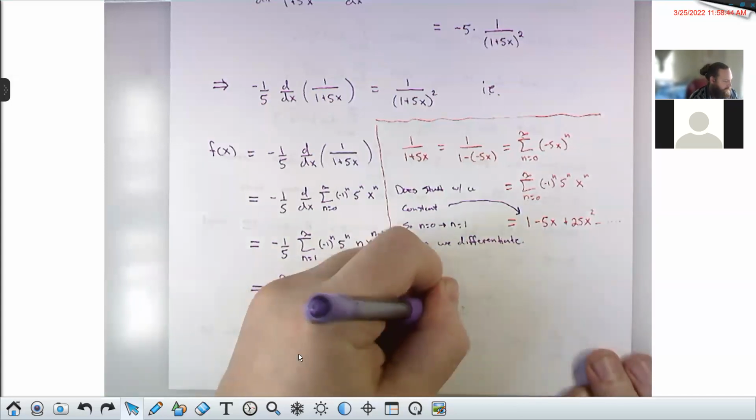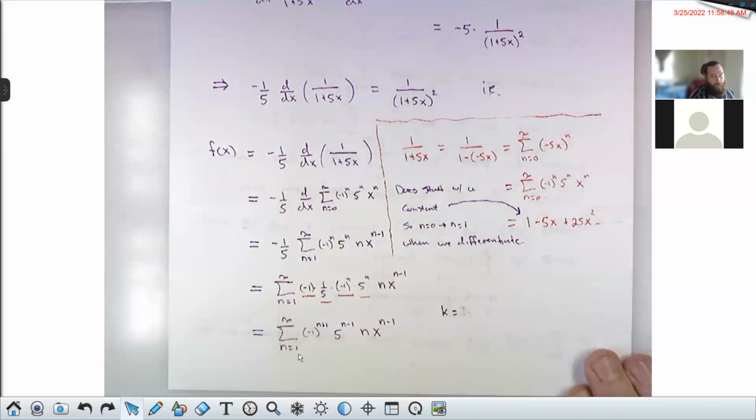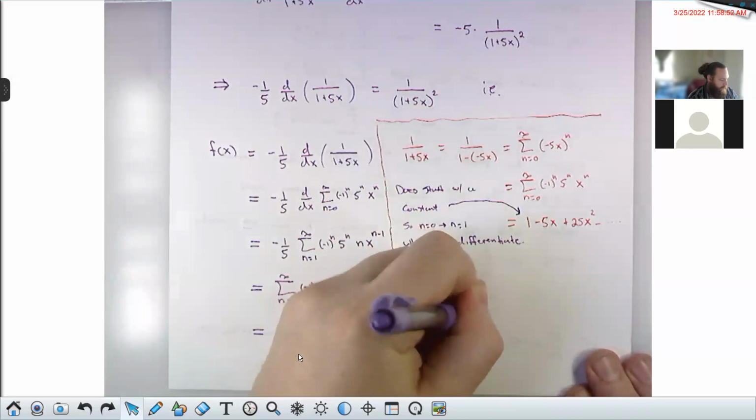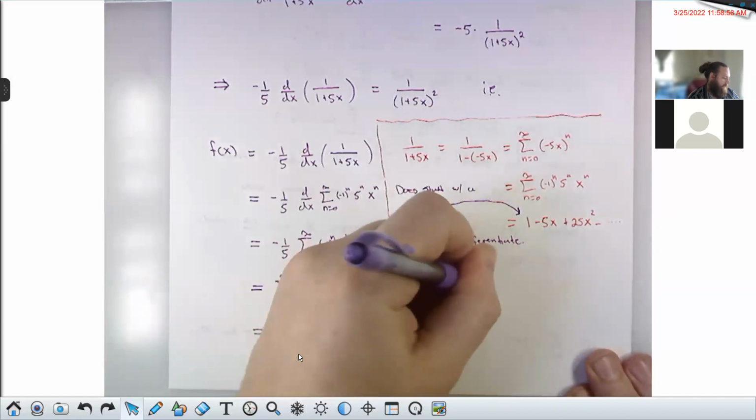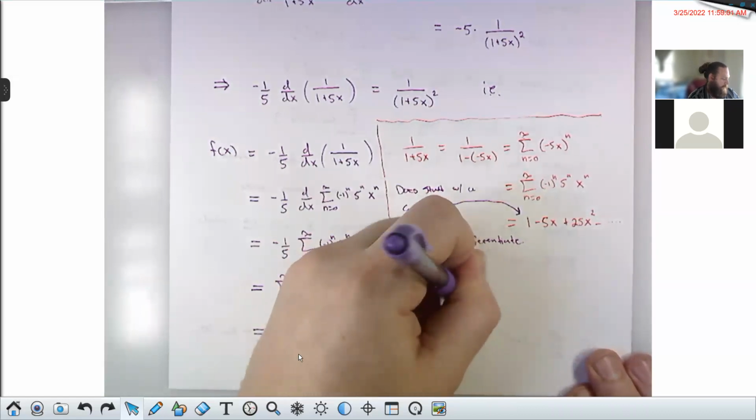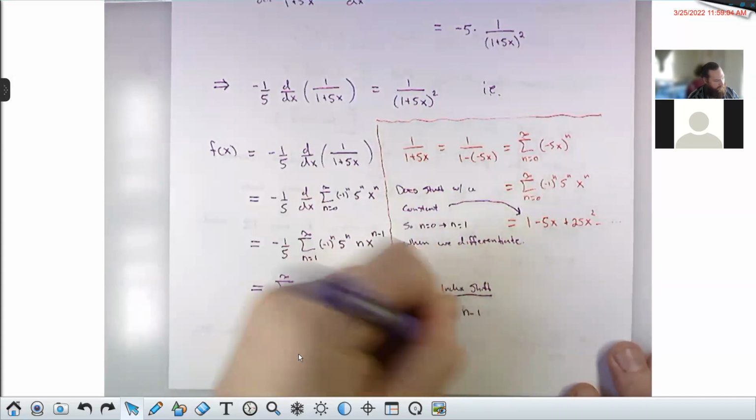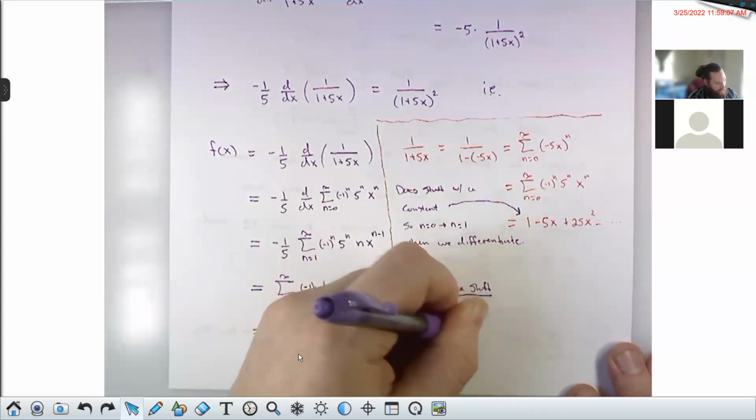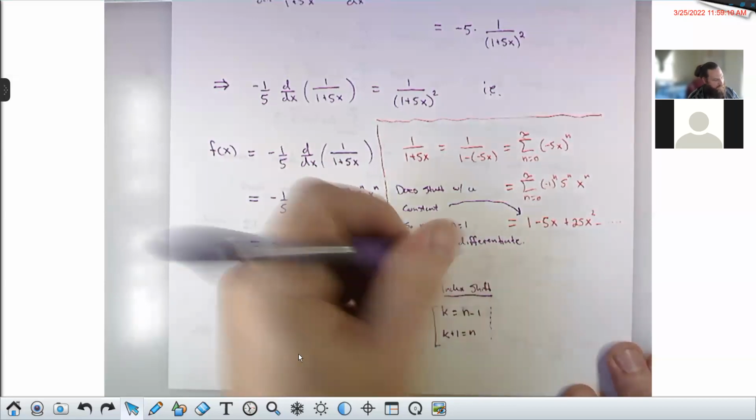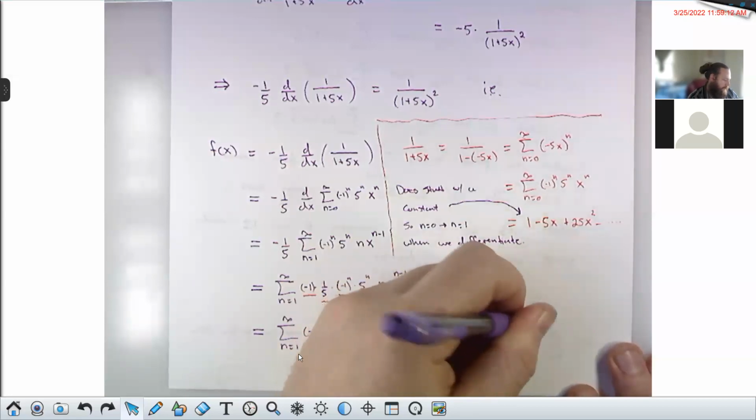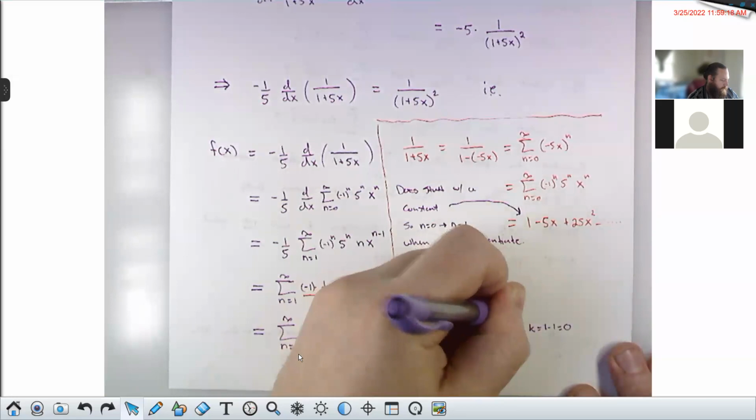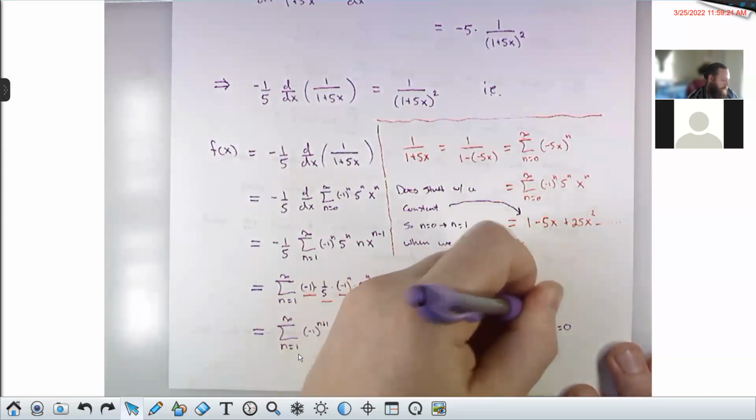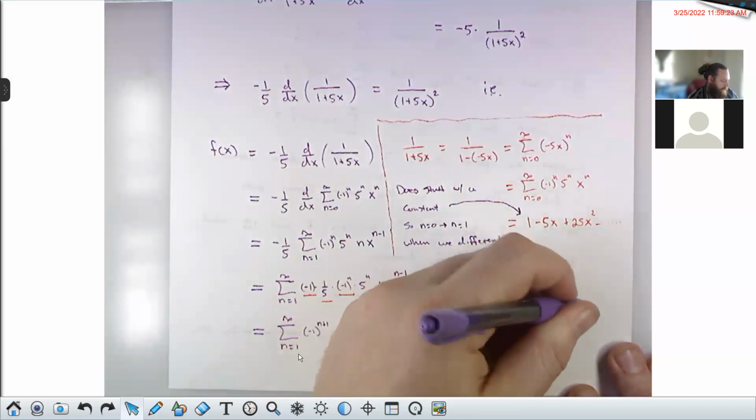So I need to index shift this down. My series starts at 1. I want it to start at 0, so I'm going to let k be n minus 1. This is our index shift. And I'm going to write it all out. If k is n minus 1, then k plus 1 is equal to n. And changing our bounds, when n is equal to 1, k is 1 minus 1, which is 0. And when n is equal to infinity, k would be infinity minus 1, which is definitely still infinity.